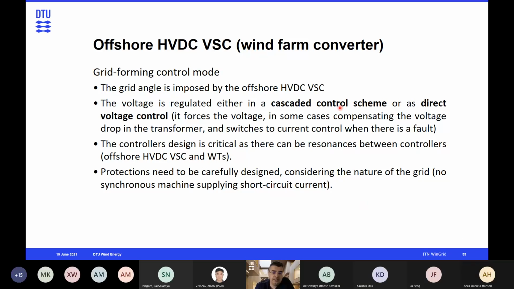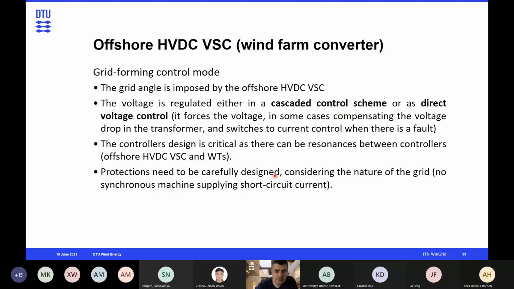This can be done either in a cascaded control scheme, which means current controllers and then the outer voltage loops, or as a direct voltage control, which is good because it forces the voltage directly. You control directly the voltage, not indirectly through the current loop. But then when you have a fault, typically it needs to switch to a current control because it needs to limit the current. Converters are very, very sensitive to overcurrent.